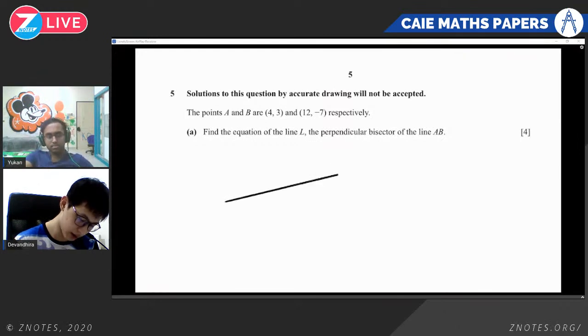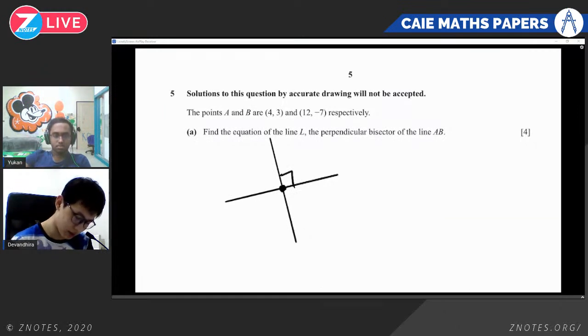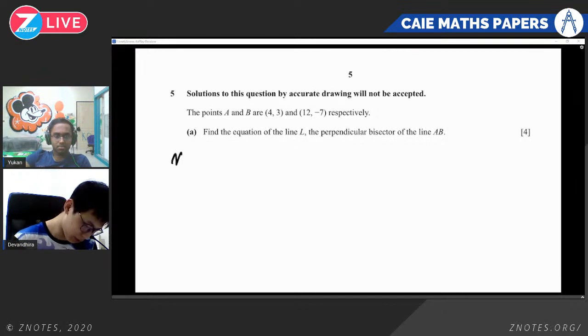So let's say you have a line segment like this. That means you have to look for the midpoint first, correct? Then there has to be a line that intersects it through the midpoint. Let me just draw that. And it has to make a 90-degree angle. That is the perpendicular bisector. All right. The points A and B are these. So what's the first thing we have to find? We can find the midpoint. Okay. So let's find the midpoint.